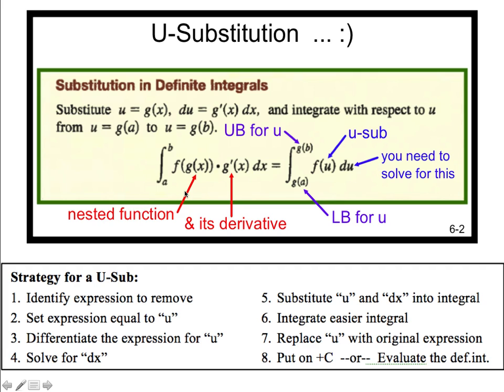And so if you remember back to last fall when we were dealing with inside and outside functions, we were using the chain rule to find derivatives. So U subs, or substitution, is the reversal of that chain rule process. So what we're looking for in the integrand here is a nested function. And then we're looking for the derivative of that nested function. Okay? And those are critical components to let us know that a U sub is the thing to do.